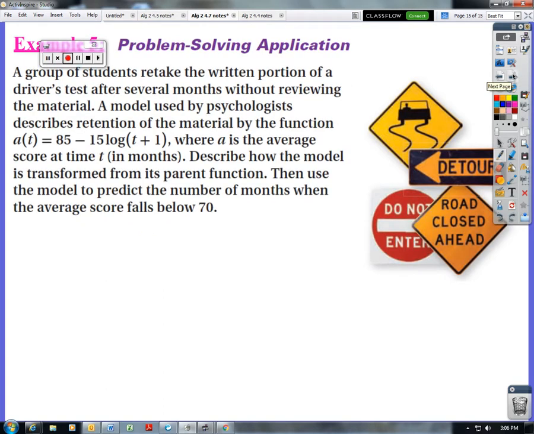Next. Oh, and that is all we had on those. I was going to look in the book here. Okay. Great. So this is our last one.